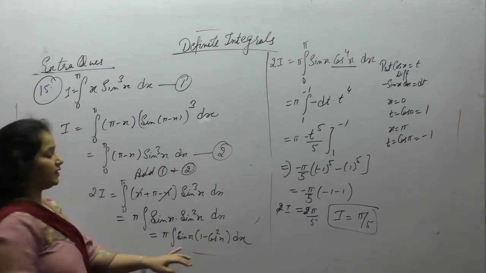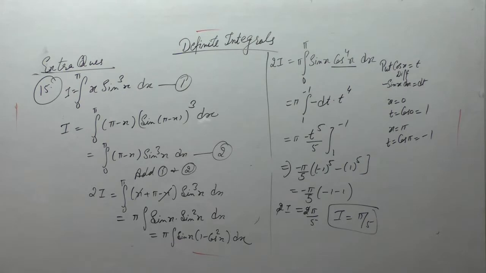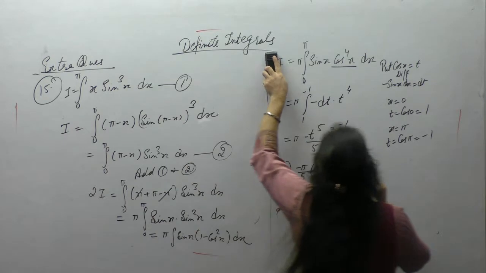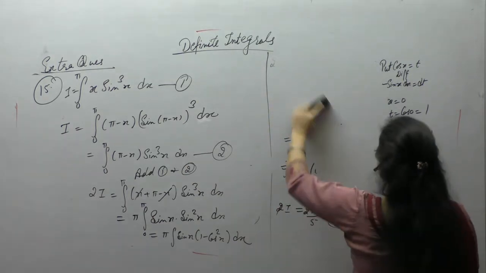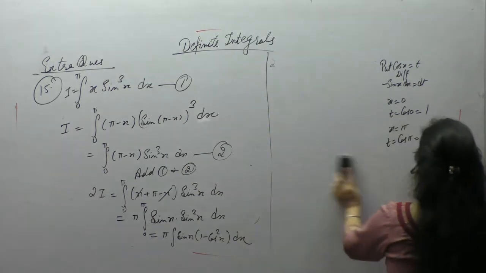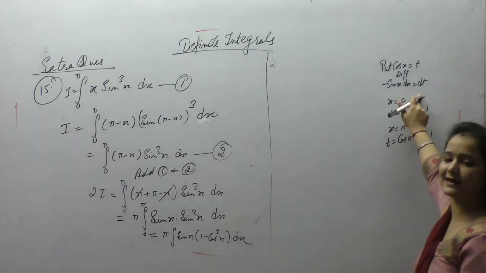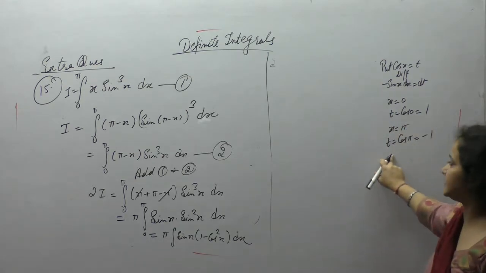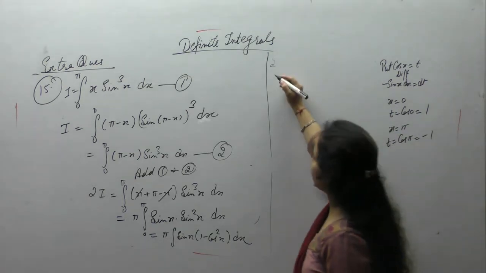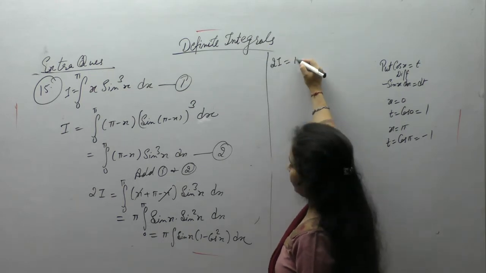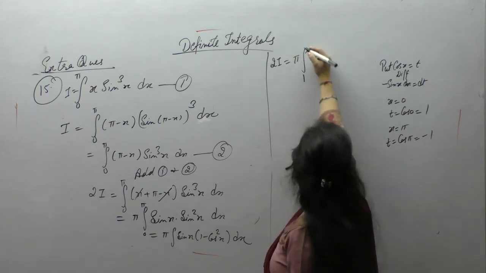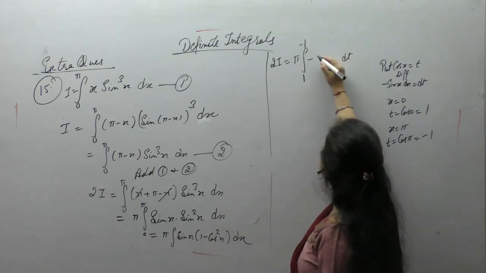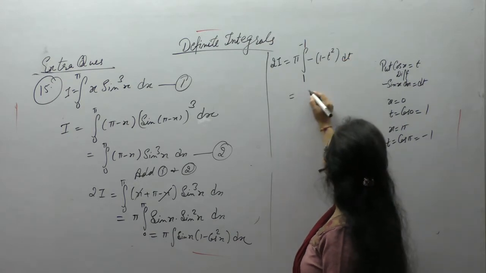Now we have the derivative of cos x here. So put cos x as t. By putting cos x as t, the derivative of cos is minus sin x dx. And when x is 0, t is 1. When x is pi, t is minus 1. For 2I, the limit goes from 1 to minus 1. Sin x dx is minus dt, 1 minus cos square.